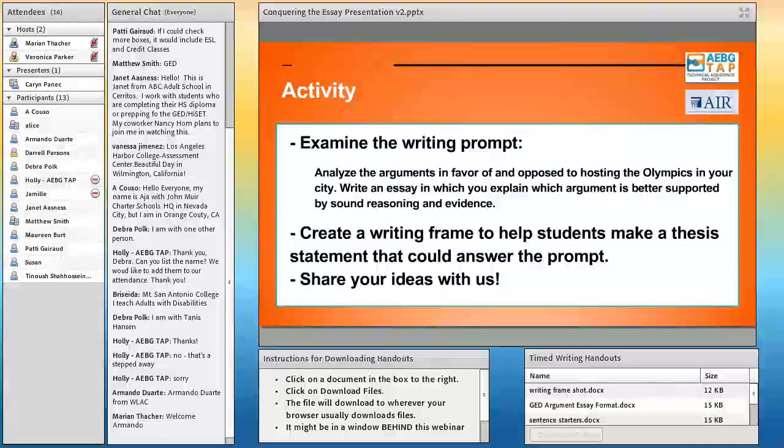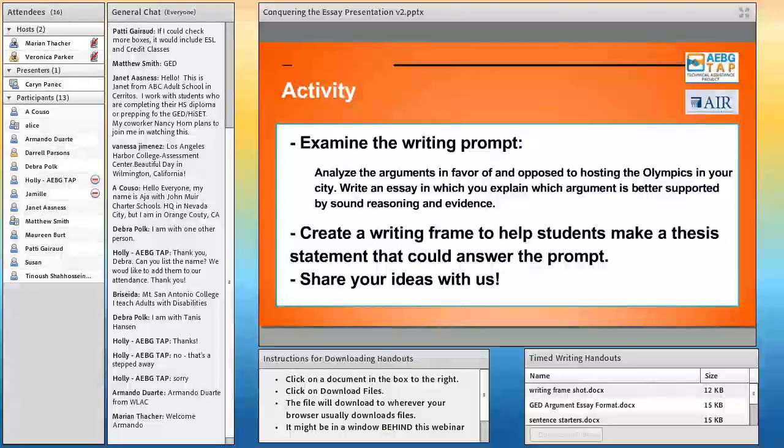Okay. So I'm going to go back to the writing prompt in a little bit, but I'm going to ask you to do a little activity with me. And here's one of the source materials that I use, which asks the prompt: analyze the arguments in favor of and opposed to hosting the Olympics in your city. Write an essay in which you explain which argument is better supported by sound reasoning and evidence. Well, the students would have a pro argument and a con argument to work with.